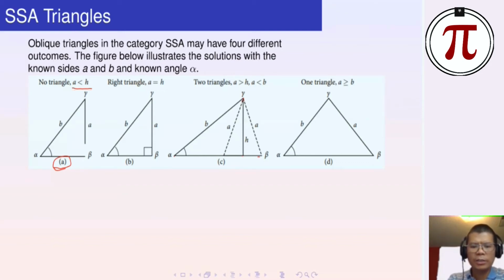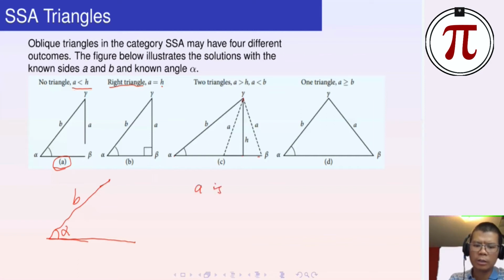Now the second case is a right triangle. If the side A equals h, where h is the height, let me just draw this one. Because you're given this is B, and this angle alpha is given, and the length A is given.